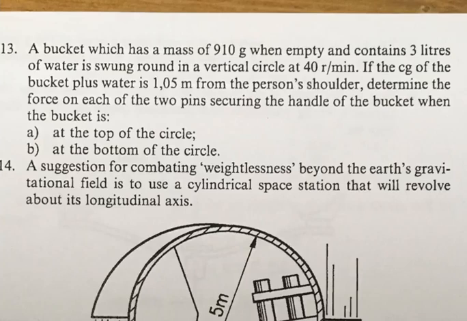Let's finish off the section by looking at number 13, where we have a bucket with a mass of 910 grams, empty, contains 3 liters of water and is swung around in a vertical circle at 40 revs per minute. If the center of gravity of the bucket plus water is 1.05 meters from the person's shoulder, determine the force on each of the 2 pins securing the handle of the bucket when the bucket is A at the top of the circle and B at the bottom of the circle.